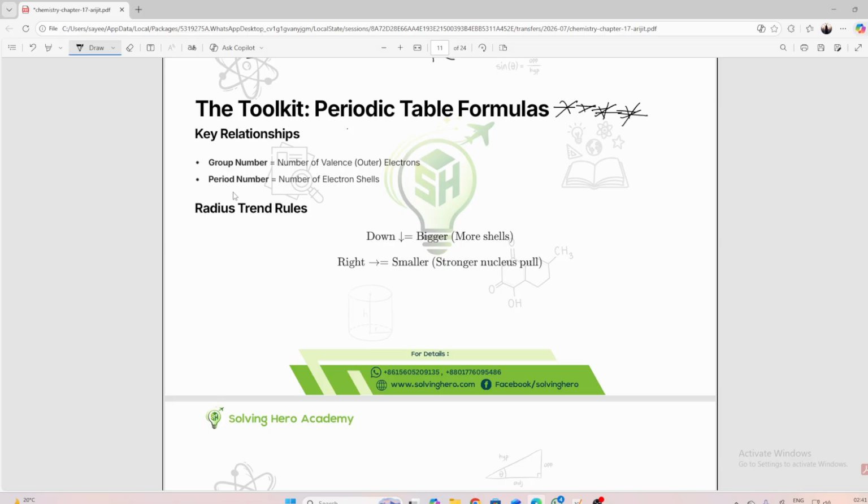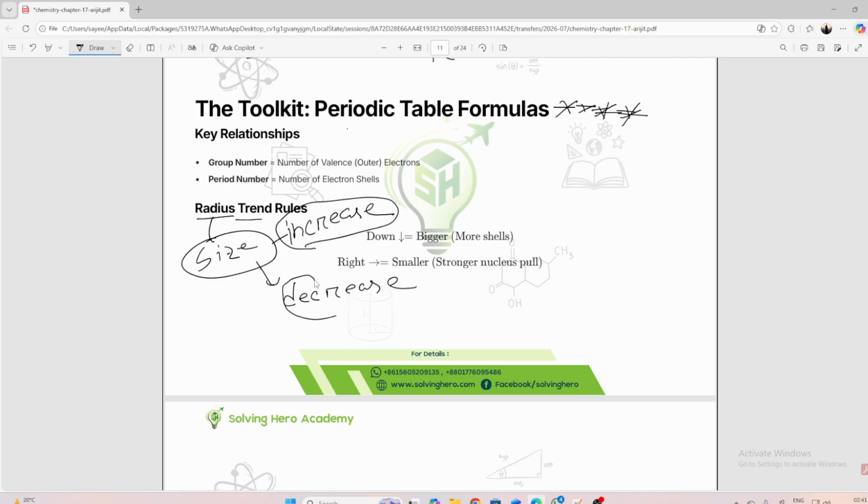So see, now we will learn about radius trend. Radius trend means the size, how the size increases and how the size decreases. Radius means actually size. So we will learn how the size of the element can be increased and how it can be decreased. Am I clear? So see, down, bigger, more shells. That means, let me just write it.